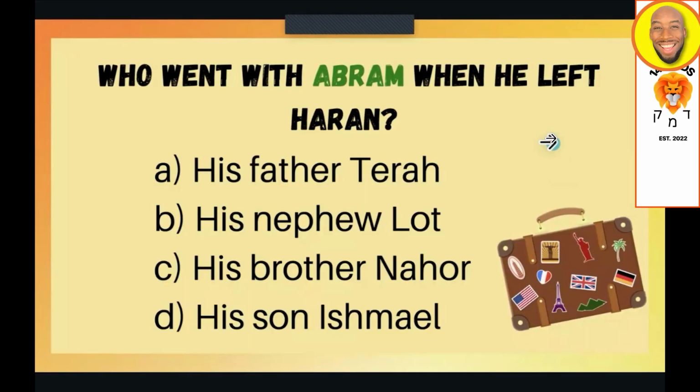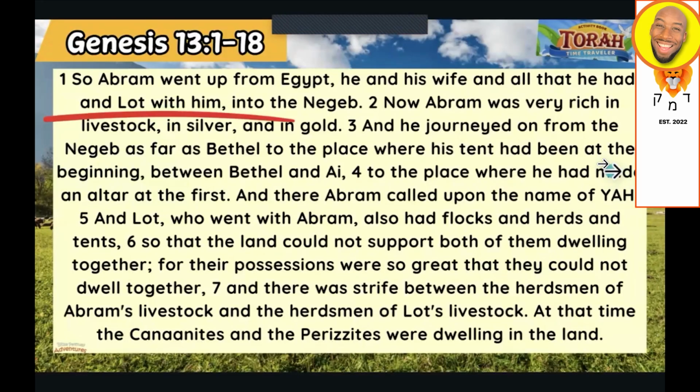All right. Who went with Abraham when he left Haran? Was it A, his father Terah, B, his nephew Lot, C, his brother Nahor, or D, his son Ishmael? Some of you guys already know you're putting B, and I agree.